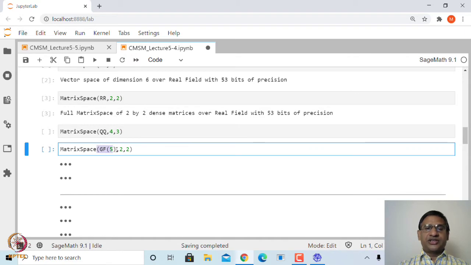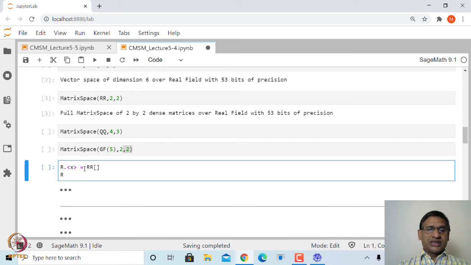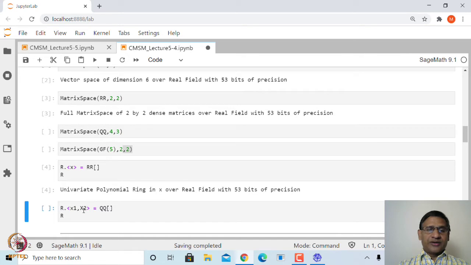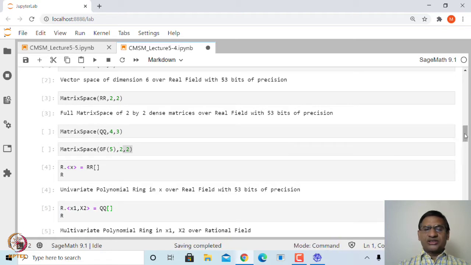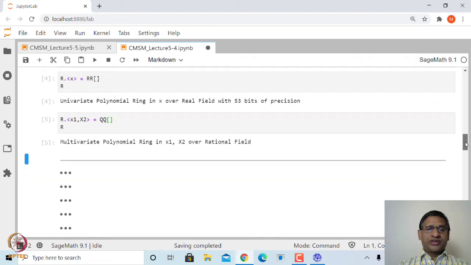This is the finite field GF(5), that is, F_5. So the elements in this are going to be 0, 1, 2, 3, 4 as equivalence classes, right? And this is 2 cross 2 matrices. You can have polynomials in X over the real numbers, so this is a polynomial ring over R. You can also define polynomials in 2 variables x1, x2 over the rational field. So these are some definitions of rings and vector spaces, and you can work with these vector spaces.